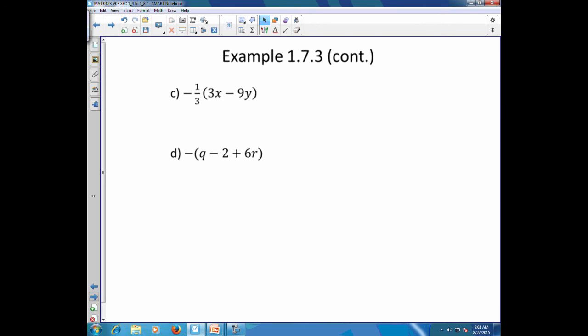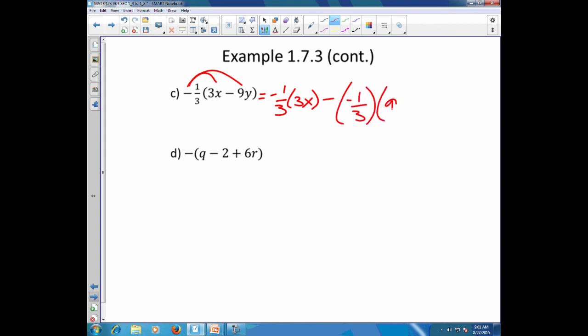Okay. Want to do the same thing here? Distribute negative 1/3 to both. We get negative 1/3 times 3x minus negative 1/3 times 9y. Well, 1/3 times 3, that's going to essentially cancel, and you're left with minus x, minus negative 1/3 times 9y. Well, that's going to give you negative 3y. And so minus negative 3y, that's just negative x plus 3y. Those two minus signs become a plus.